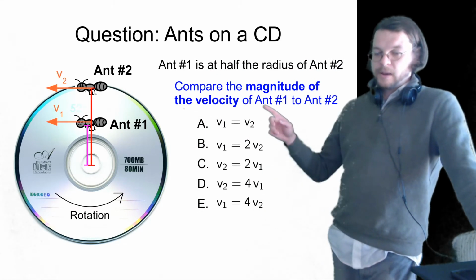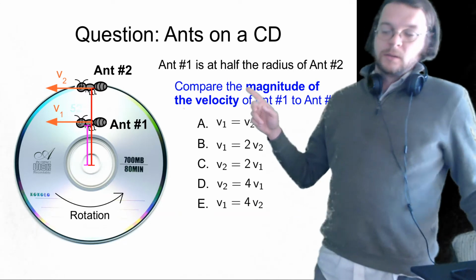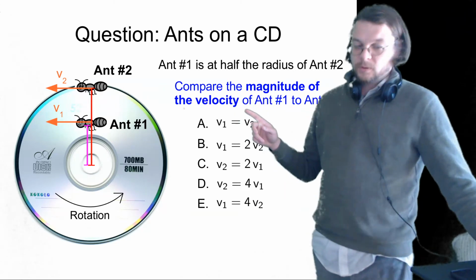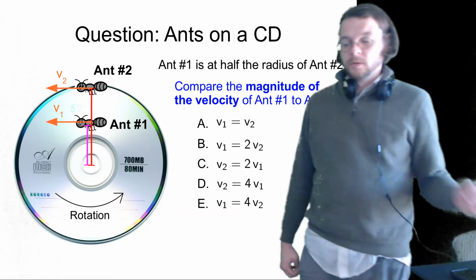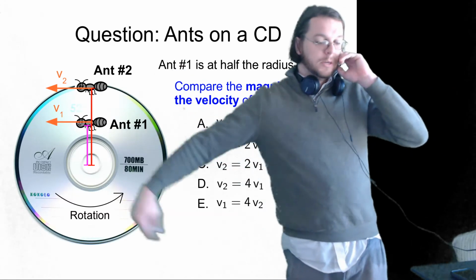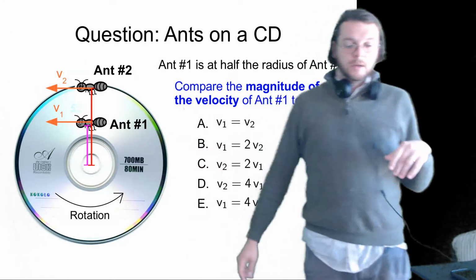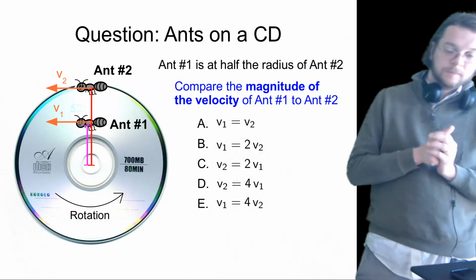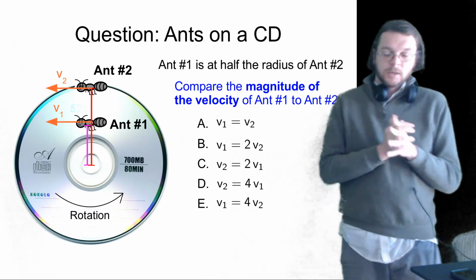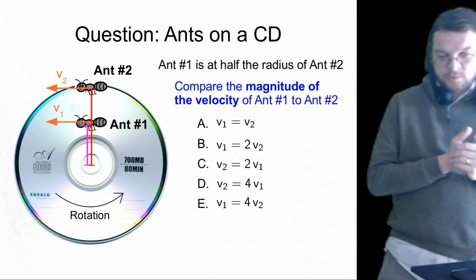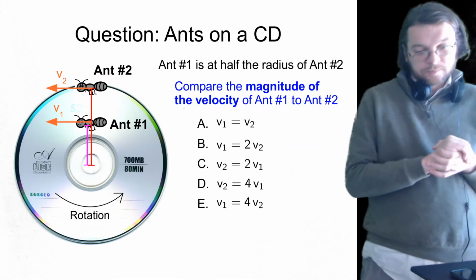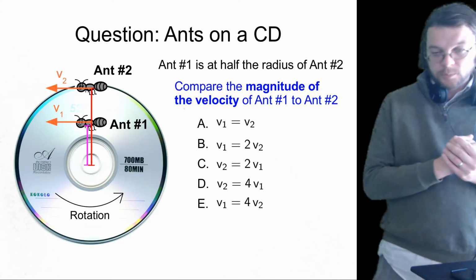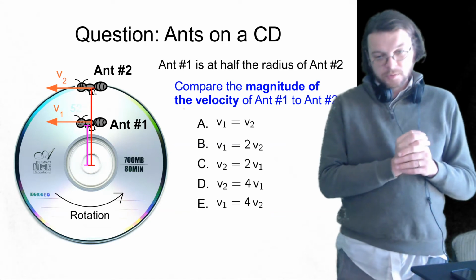The next question, compare the magnitude of the velocity. By the way, this is a $20 phrase for speed. In other words, compare the speed of ant 1 to ant 2 as it's rotating here, right? So let's think about this. Is it the same? Is it within a factor of 2 or within a factor of 4? Ask your neighbors if they existed, and they don't.